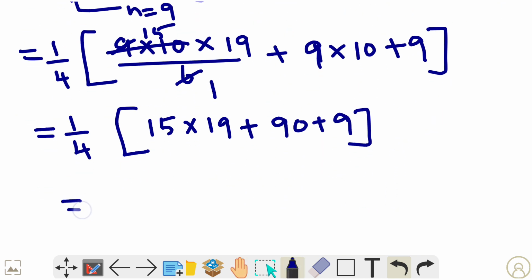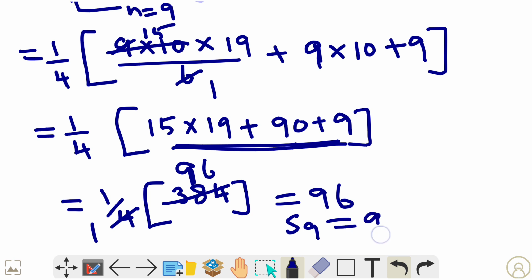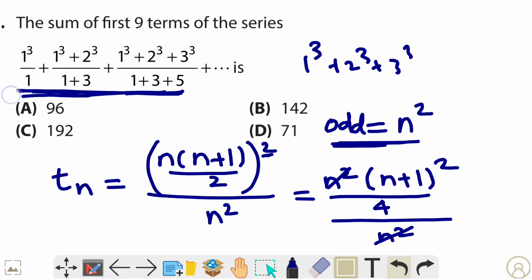If you add the values, 15 into 19 is 285, plus 90 plus 9, you will get 384. Then 1 by 4 of 384: 4 nines are 36, carry, so 96. So the sum of the first 9 terms is 96. Therefore the answer is 96, option A, that is the correct answer for this question.